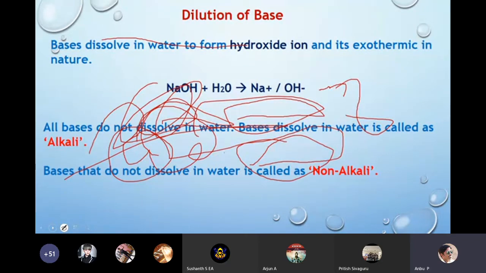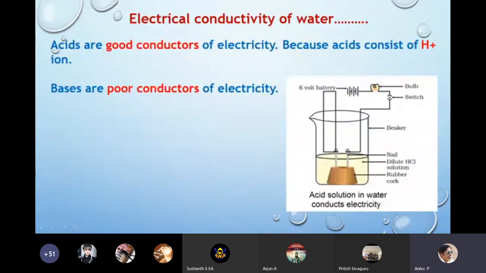Okay, next we come to the electrical conductivity of water. What is going to happen with electrical conductivity? Acid is added to the water, and if you pass electricity, what is going to happen? All acids are good conductors of electricity. All acids will conduct electricity because they all consist of H+ ions, and bases are poor conductors. They do not conduct much electricity.